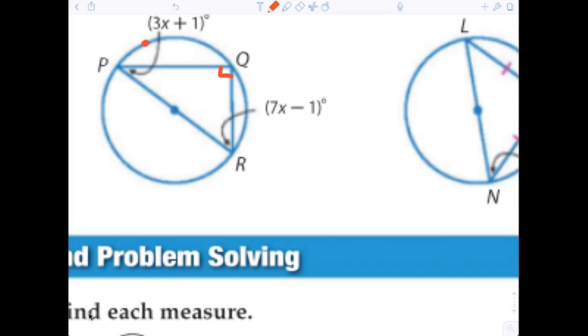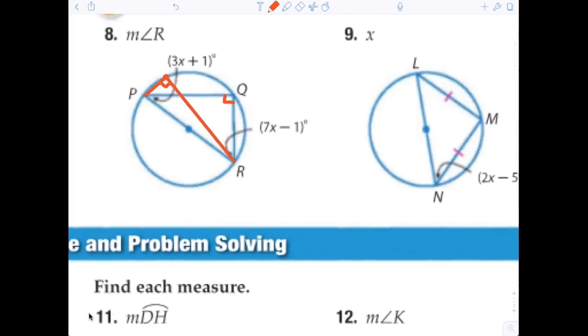It doesn't matter where I put the angle. If I draw from anywhere on the circle to both endpoints of the diameter, it creates a what? It creates a 90-degree angle. Does everybody see that? So that means that those two angles, P and R, are always going to be what? Complementary. That's correct. They're going to be complementary.